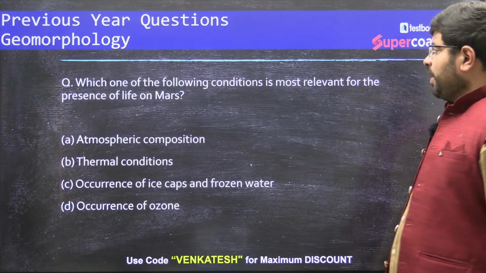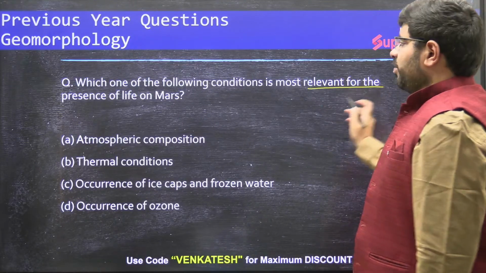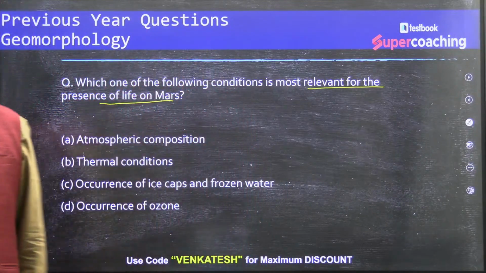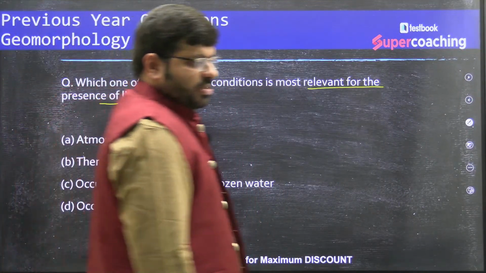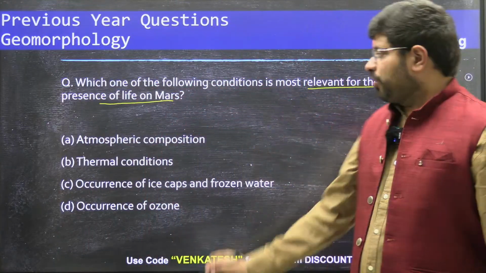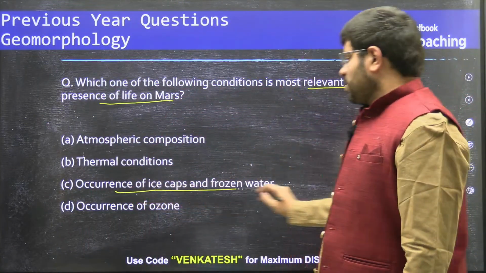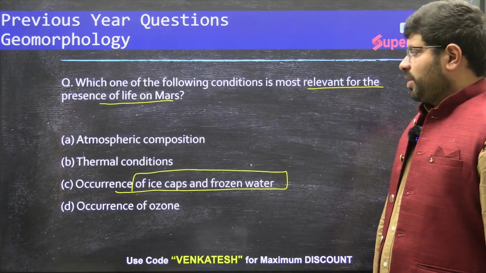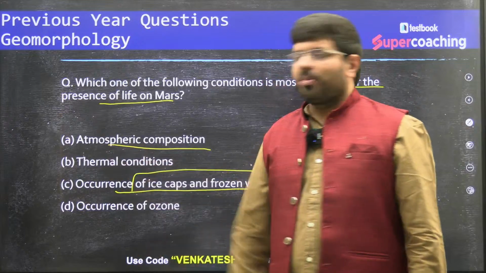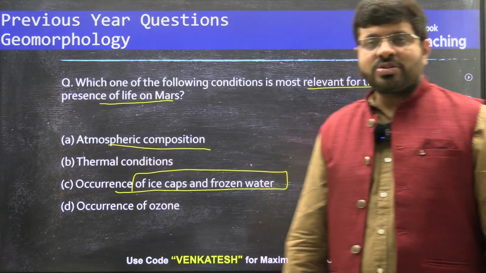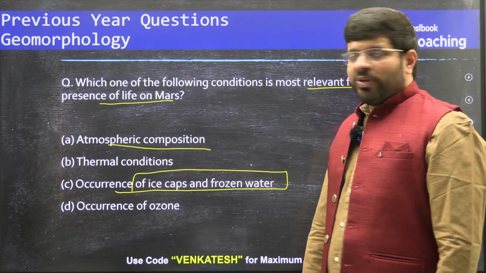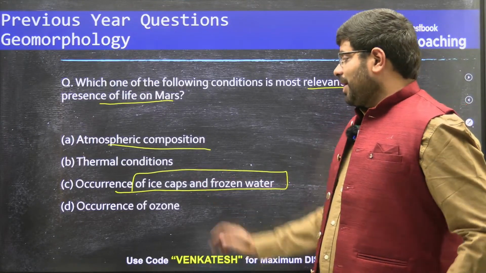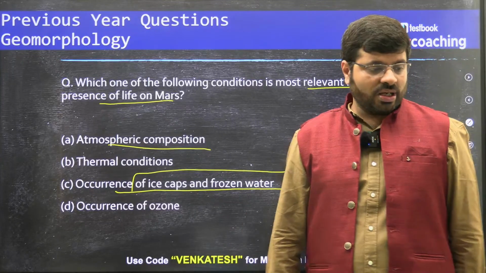Which one of the following conditions is the most relevant thing for the presence of life on Mars? The opportunity of understanding the presence of life on Mars. What do you observe? You observe the occurrence of ice caps and frozen water. Yes, you do study the atmospheric composition of Mars. When you study the atmospheric composition, what will you ultimately try to learn? Ultimately, you will try to see the ice caps and the frozen water, which is the source.